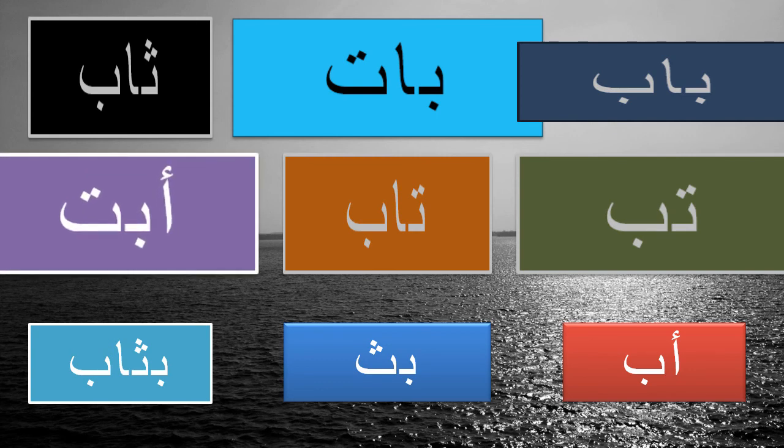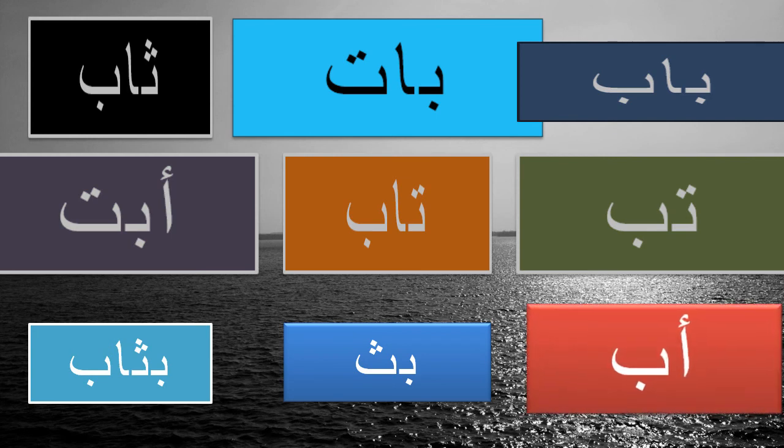Now, next word has three letters. The first one is alif, exactly, with a hamza above it. The second letter, the ba, and the third letter is the thaa. So how can we read it? Abath. Right. Next, the word. This word has two letters only. The alif with a hamza above it, and the ba. So it's ab. It means father.